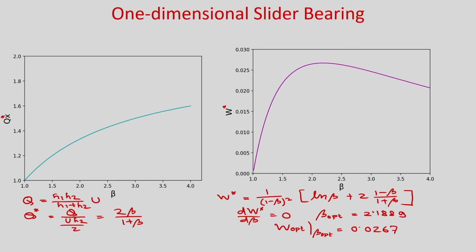So, you can see that with increase of taper ratio beta, this W star gradually increases, it reaches a maximum, then again it decreases. So, at beta optimum you will get the W star value as 0.0267. So, slightly above this point, and you can see there is an optimal film ratio beta that determines the largest load capacity. So, at beta optimum you will get the largest load capacity, but if you increase this taper ratio further, load capacity will decrease. Okay. So, too large a taper ratio acts to reduce the load capacity.